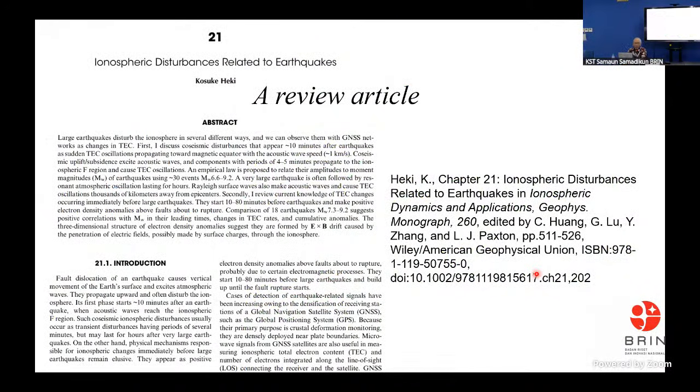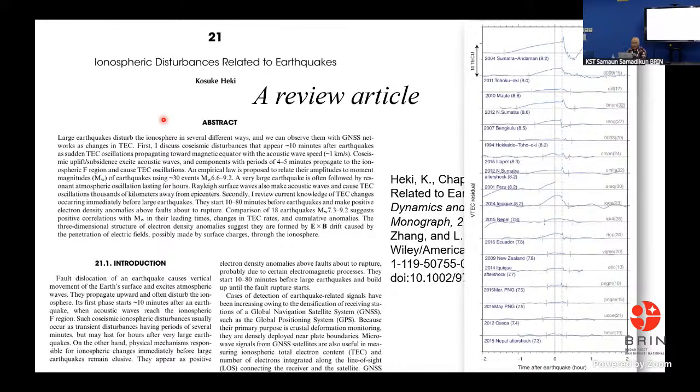And this is a review article in 2021, a few years ago. It's in a book published by AGU, the American Geophysical Union. One chapter is dedicated to ionospheric disturbances related to earthquakes, and this is available from my webpage. There I compare many past examples of TEC change before large earthquakes.